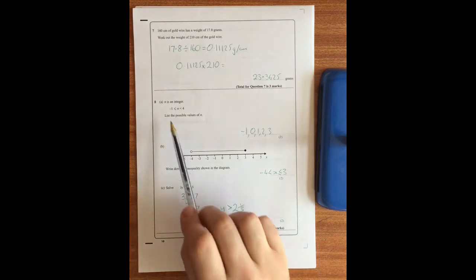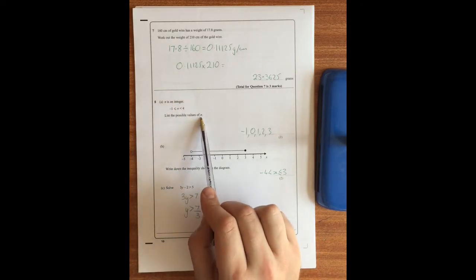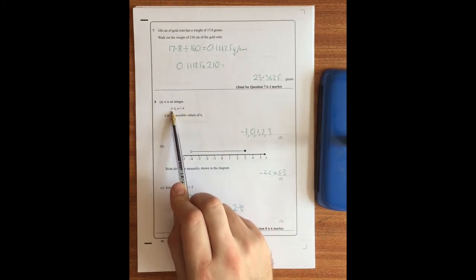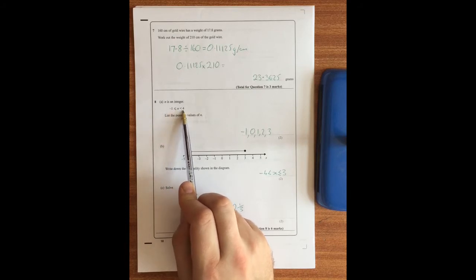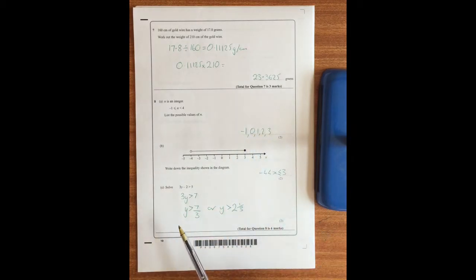Question 8. n is an integer. Integer means a whole number. List all the possible values of n. This means that n can be anywhere from -1 to 4, but it can be equal to -1 because of this extra line here, but not equal to 4. So my values are -1, 0, 1, 2 and 3.